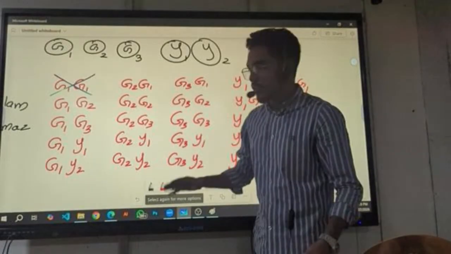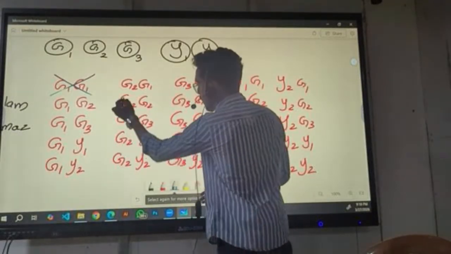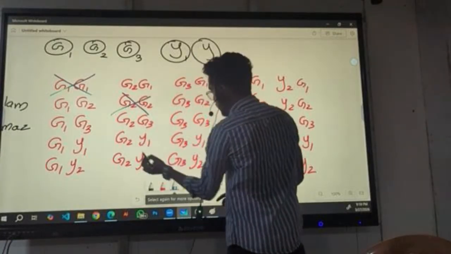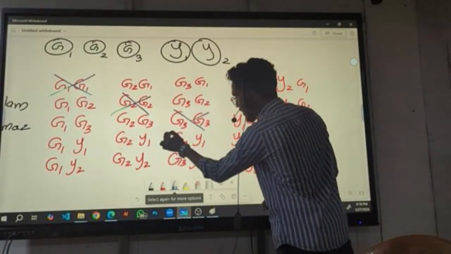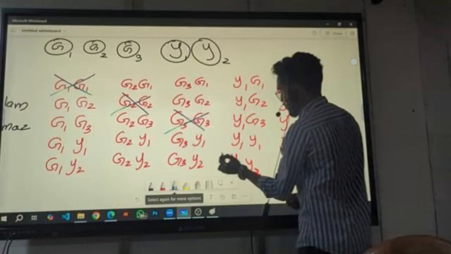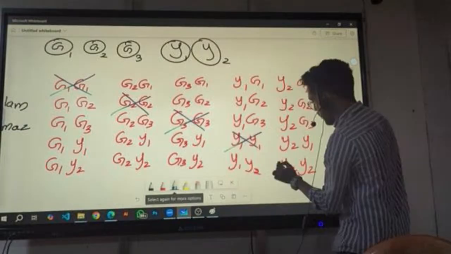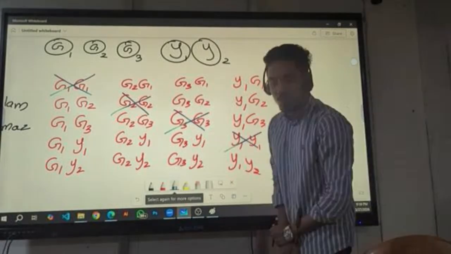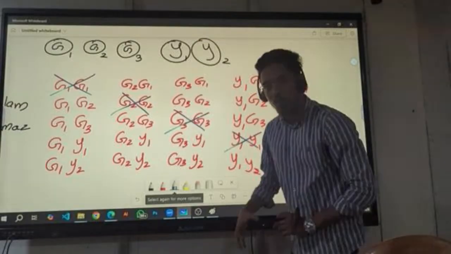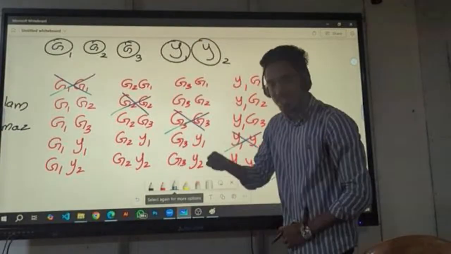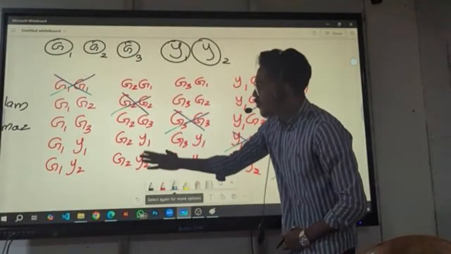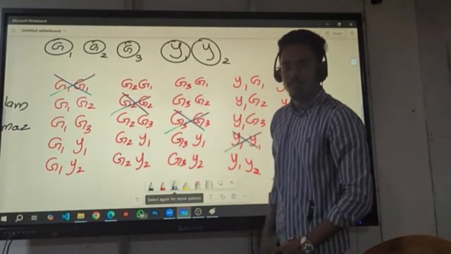So what happens is G1 G1 not possible, G2 G2 not possible, G3 G3 not possible, Y1 Y1 not possible, Y2 Y2 not possible. So if this is a without replacement scenario, can you tell me how many chances we have altogether?